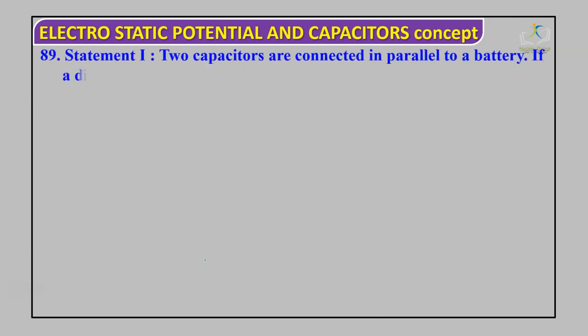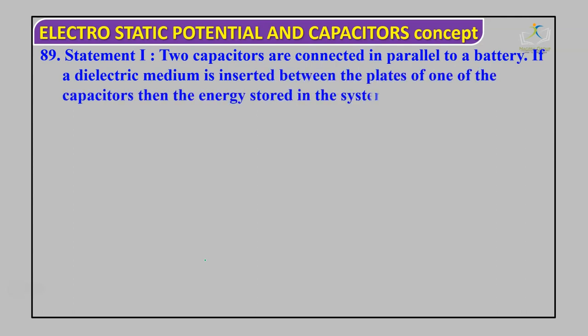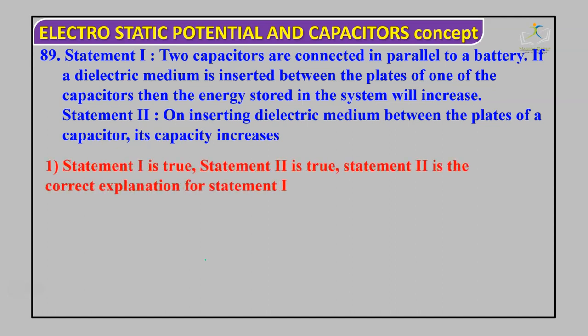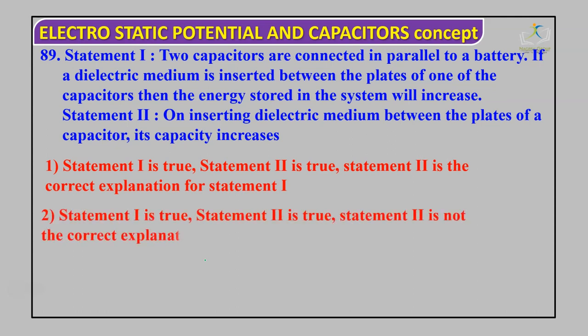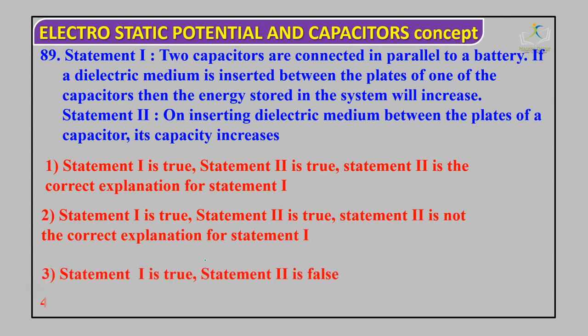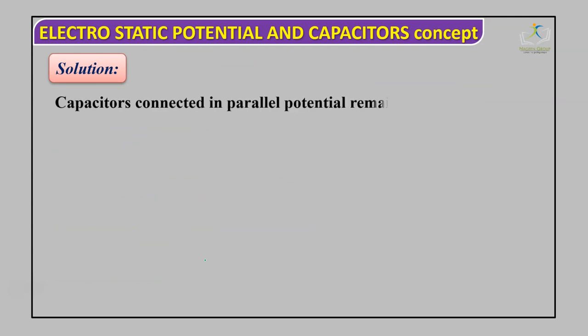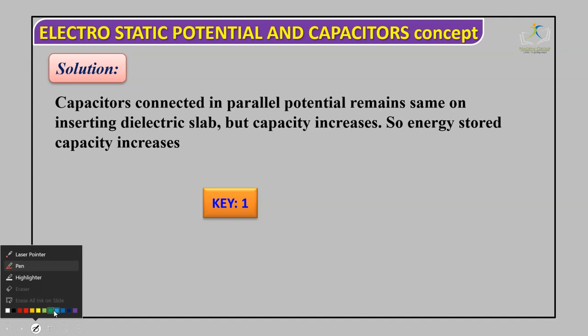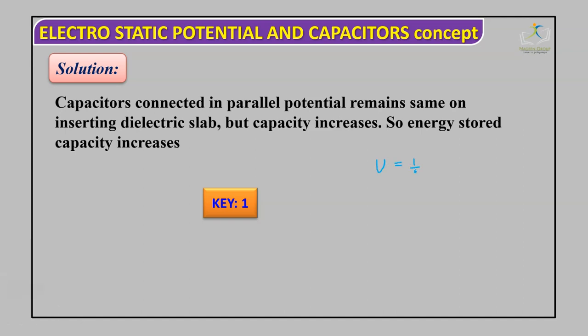The next question we have, two capacitors are connected in parallel to a battery. If a dielectric medium is inserted between the plates of one of the capacitors, then the energy stored in the capacitor will increase. Next statement, on inserting a dielectric medium between the plates of a capacitor, its capacity increases. We have these options. The correct option for this question is option first. Let us see the solution. For capacitors connected in parallel, the potential remains the same on inserting the dielectric slab, but the capacity increases. So the energy stored increases. By this formula, energy U is equal to half CV square.